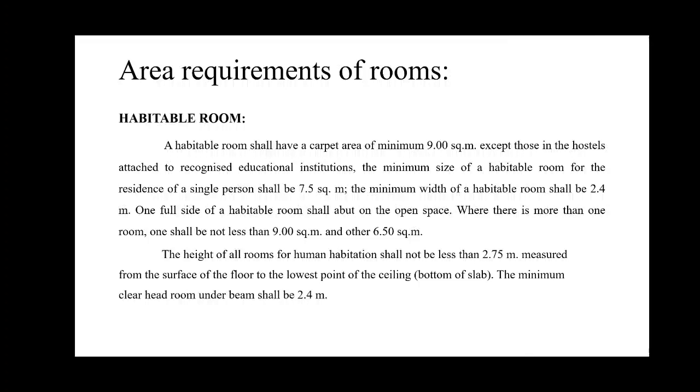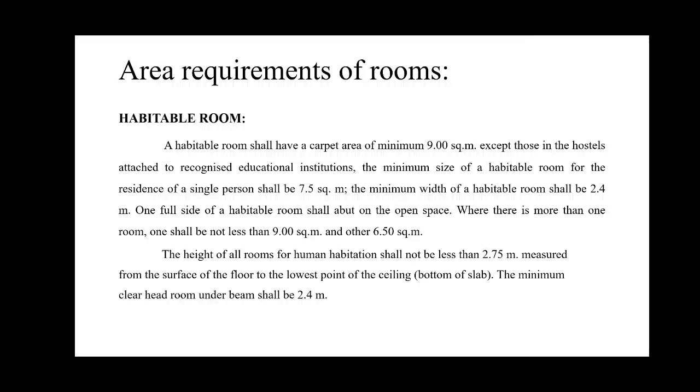One full side of a habitable room shall abut the open space. Where there is more than one room, one shall not be less than 9 meters square and another of 6.5 meters square. It comprises two, the planning for a master bed and that of a children bed. Here the master bed can have a minimum area of 9 meters square, whereas the children bed can be restricted to 6.5 meters square.